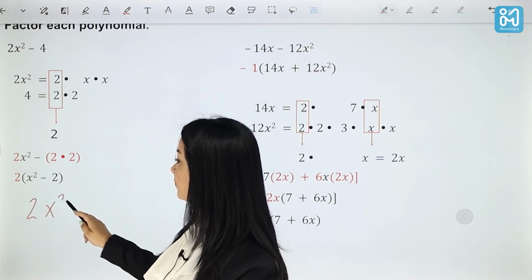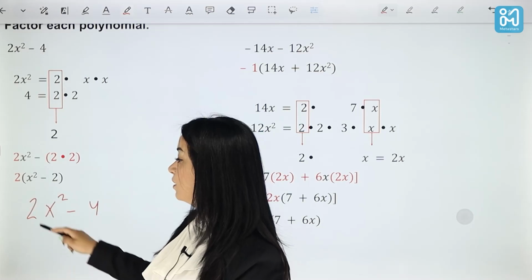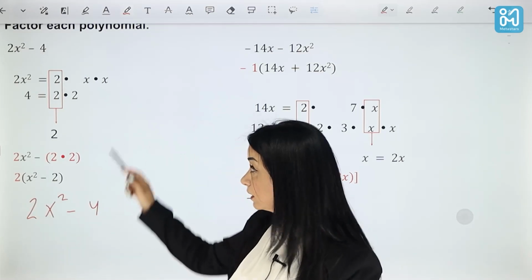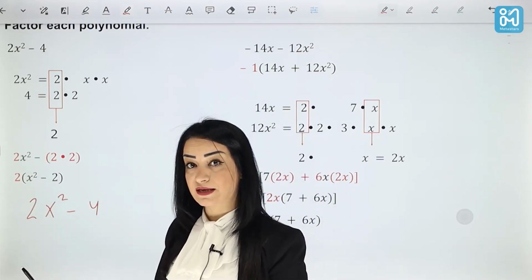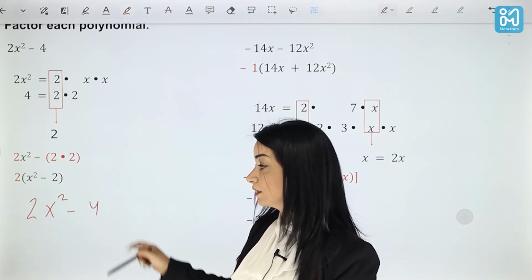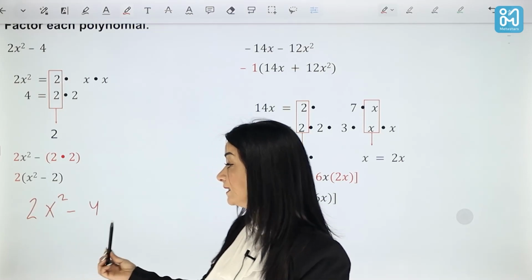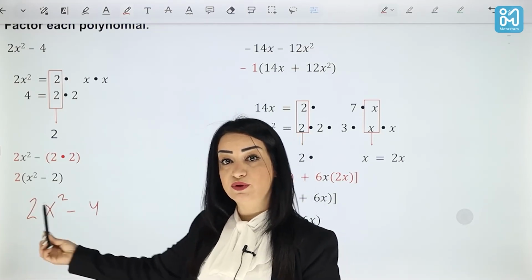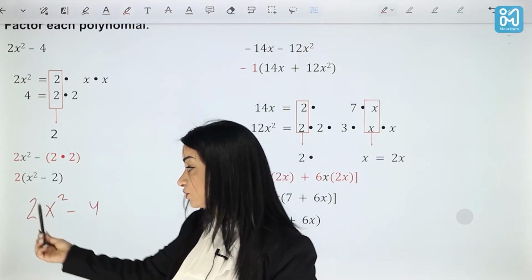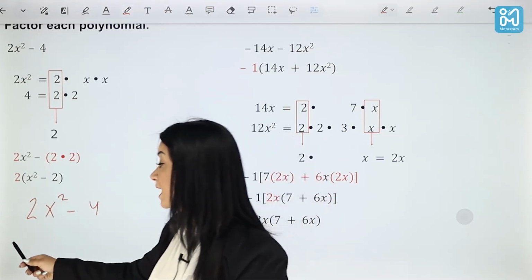2x squared minus 4. We said 2x squared is equal to 2 times x times x, and 4 is equal to 2 times 2. So directly here, I can take the common factor between the coefficients 2 and 4, which is 2, out.